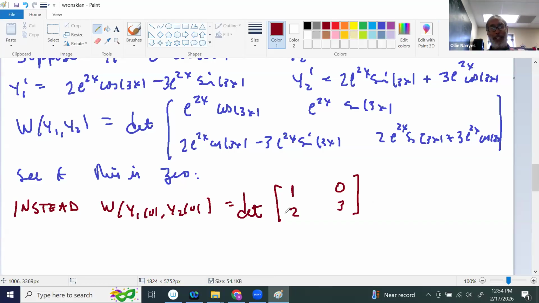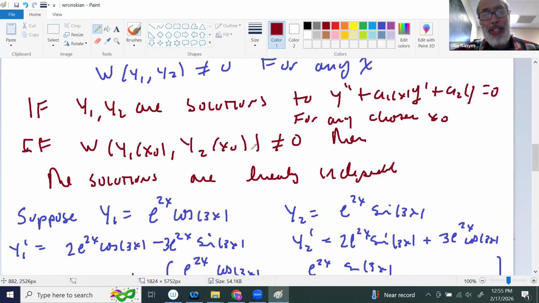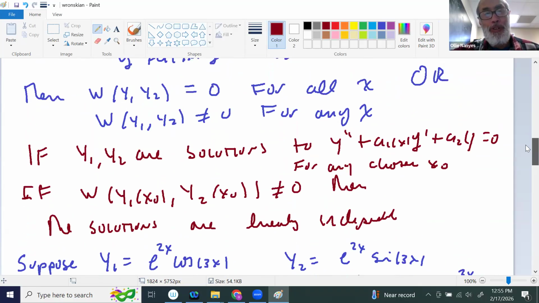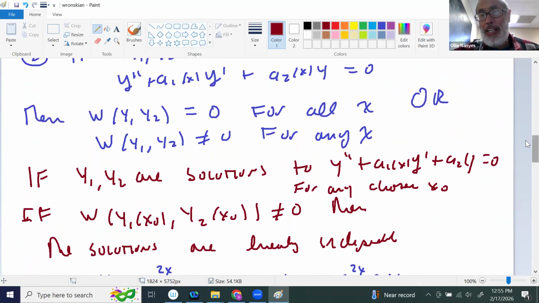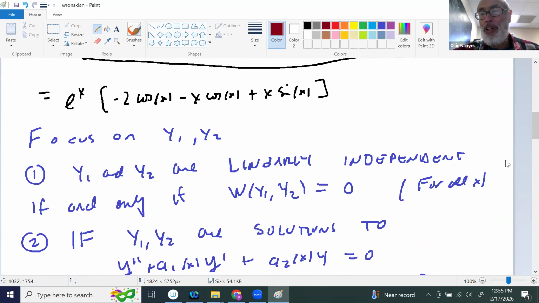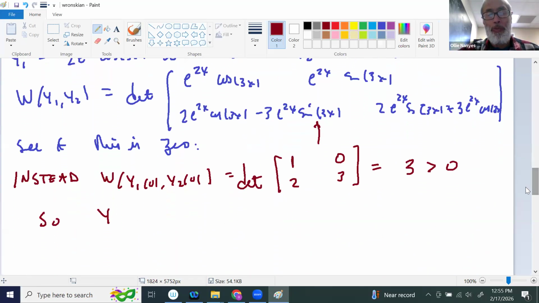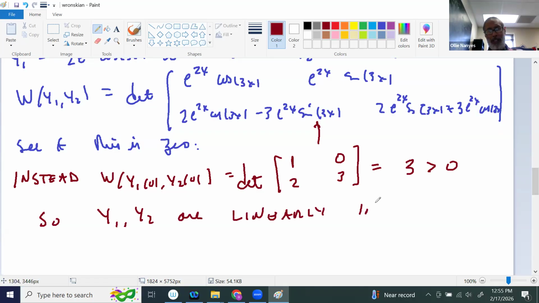And this determinant is a lot easier to check than that determinant. And that determinant is 3, and that's certainly not 0. So we can conclude by the second result that the Wronskian is never 0 for those two functions, which concludes that these two functions are linearly independent. So by this very simple calculation, y1 and y2 are linearly independent.